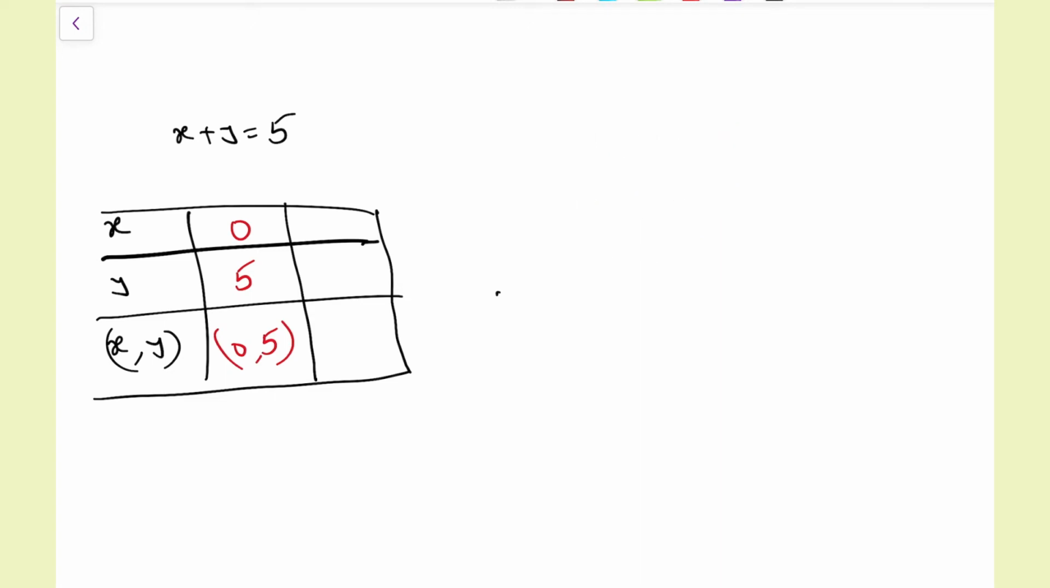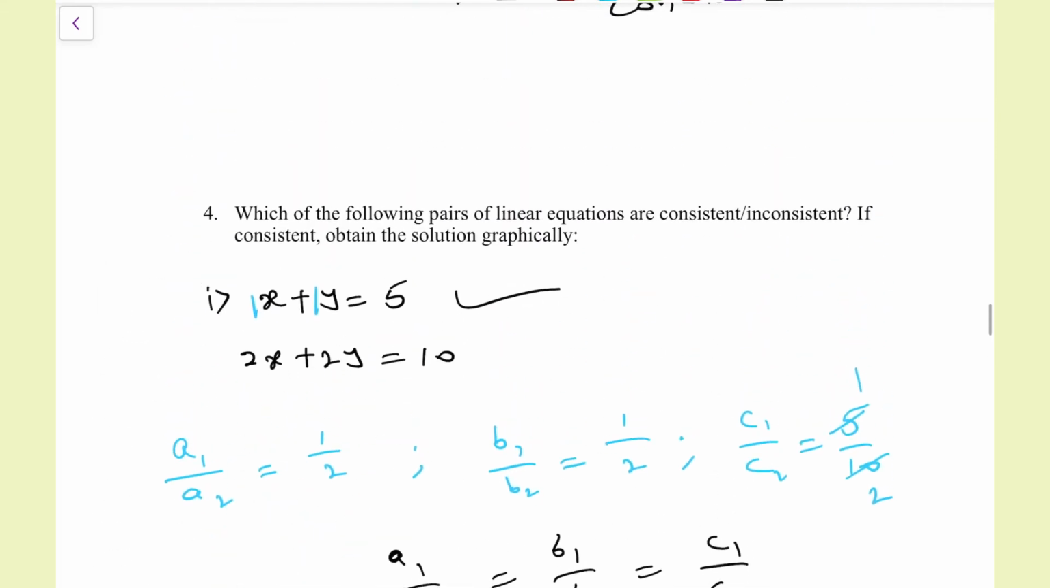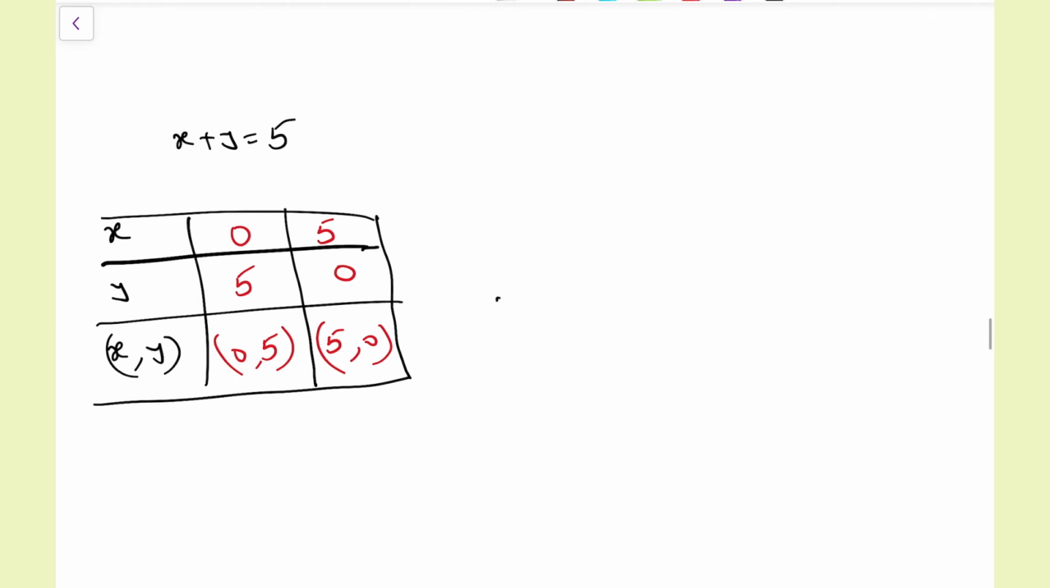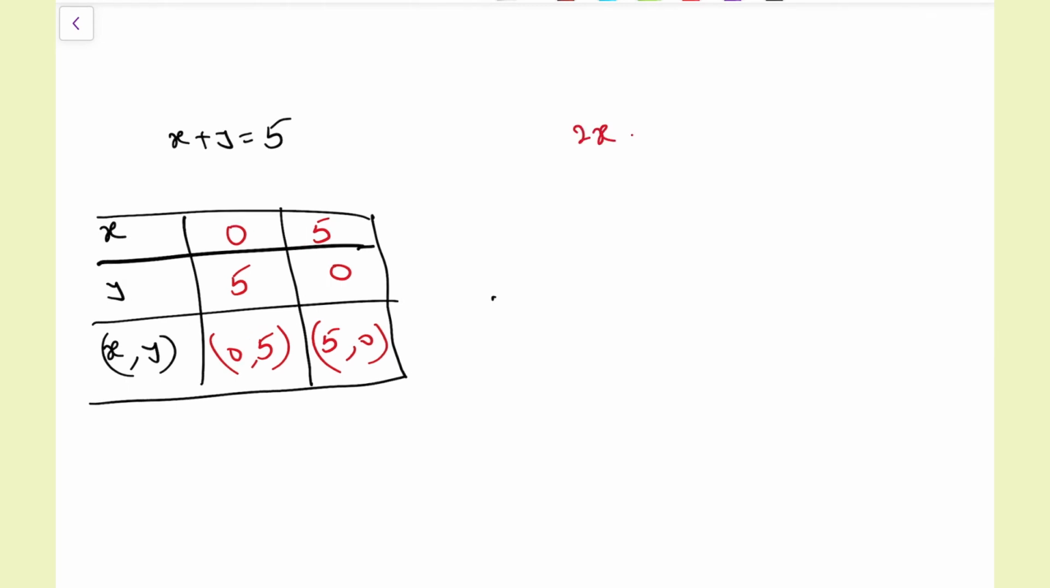Next, in the place of y I will keep 0 for the same equation. X plus y equals 5, x as it is plus y is 0 equals 5, so x equals 5. X we got as 5 and y we substituted 0. So our point will be 5 comma 0. Next, the second equation. What is the second equation given in the question? 2x plus 2y equals 10.